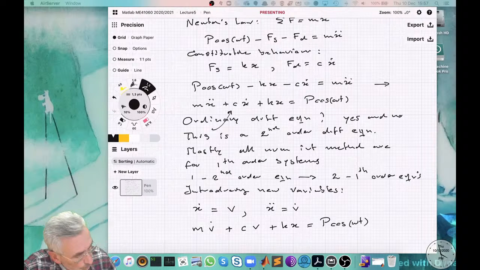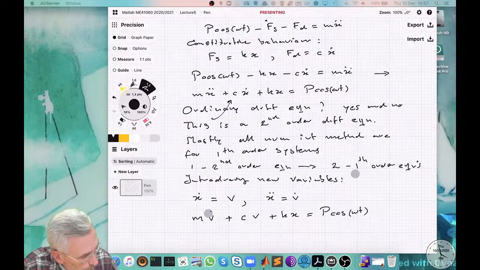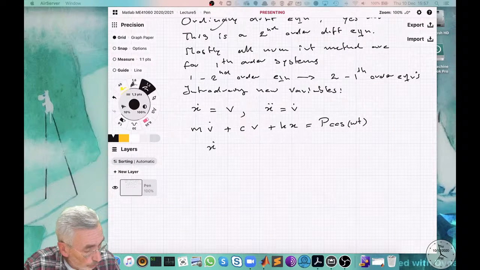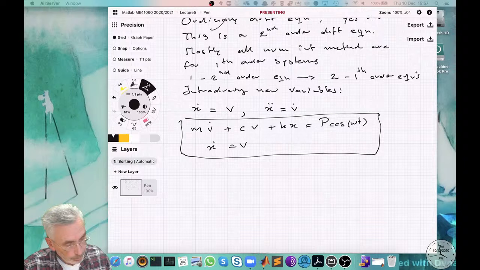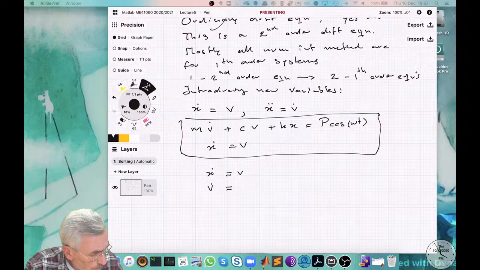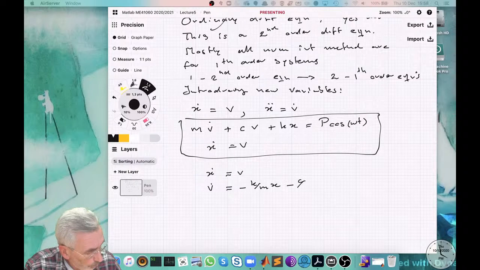So now I have two equations, right? I have this as my equation, and the other equation is x dot equals v. So this is now my two sets of first order equations. Of course, I have to write them in a nice form, like x dot is v and v dot equals, pushing everything to the other side of the equation, minus k over m times x minus c over m times v plus P over m cosine omega t.